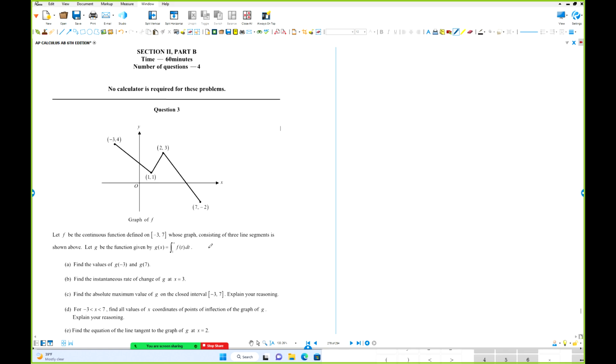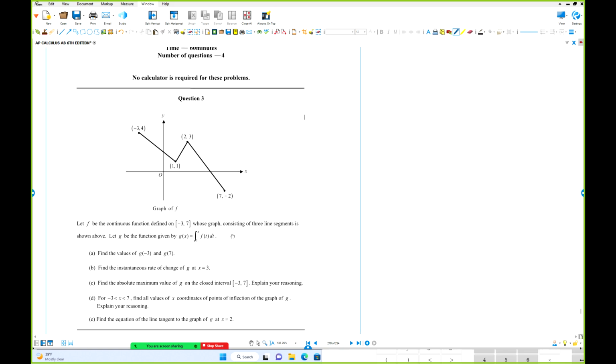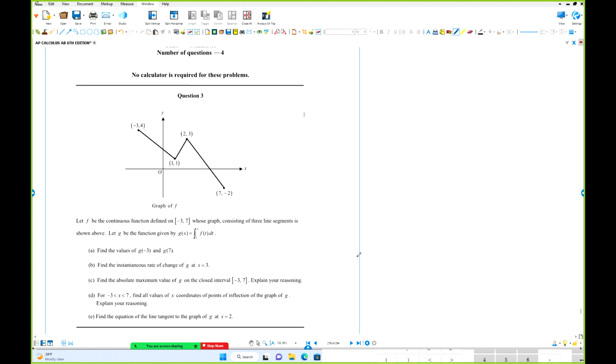Now move on to number 3, no calculator. F is a continuous function defined on the closed interval from negative 3 to 7, whose graph, consisting of 3 line segments, is shown above. Let G be the function given by an integral, the area from 1 to some value of x.